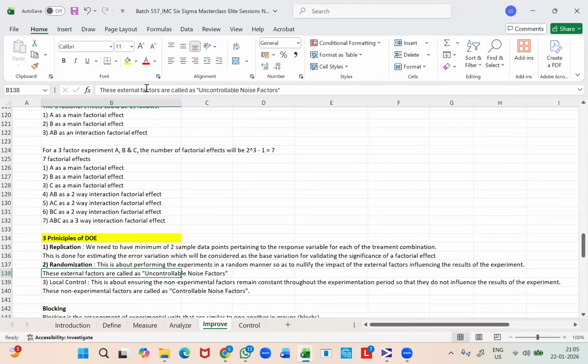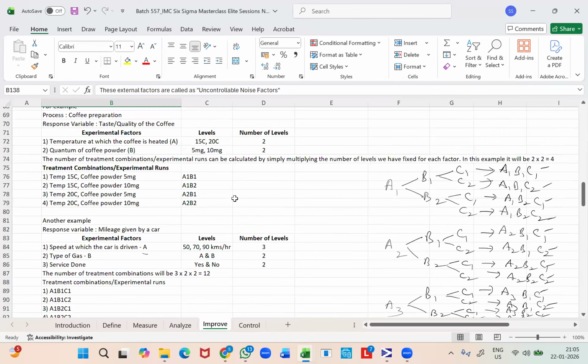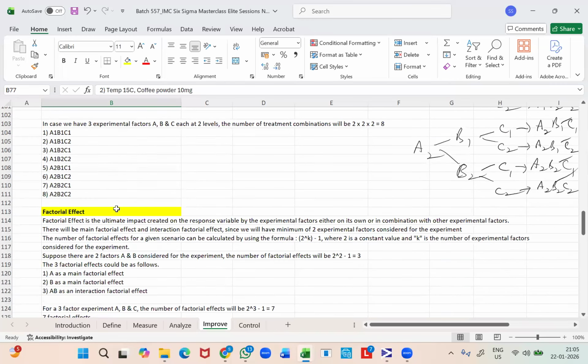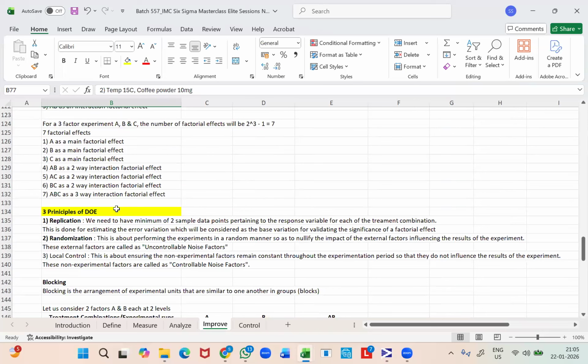When we perform randomization, we will not conduct the experiments in a predefined sequence. Say, for example, these are the four treatment combinations that I have designed for this coffee preparation scenario. It is not as if I'm going to go in the same sequence, right? When it comes to randomization, I can pick the third treatment combination and conduct the first experiment, and then the first treatment combination, and then the fourth, and then the second. This is how I will randomize so that I will be able to nullify the impact of the external factors influencing the results of the experiment.